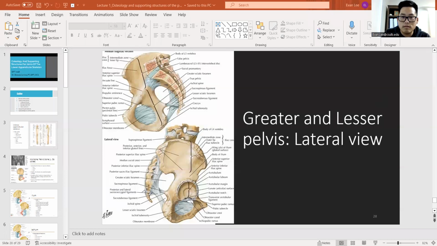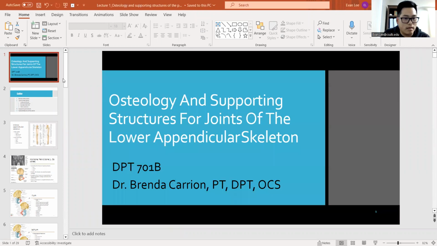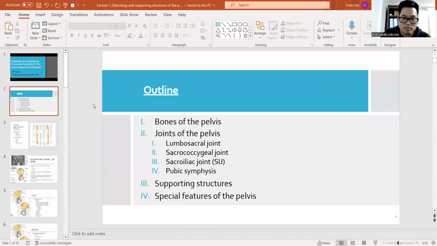Alrighty, so to start off with, let's go ahead and take a look at what we have here with the osteology of the pelvis and its supporting structures. This will be looking at the pelvis itself, which includes the coxal bones or the os coxa, as well as the sacrum and the coccyx. So together you actually have 4 bones that make up the pelvis, which is then going to articulate with the lower back bones of the vertebra, as well as your femur for your hip joint.